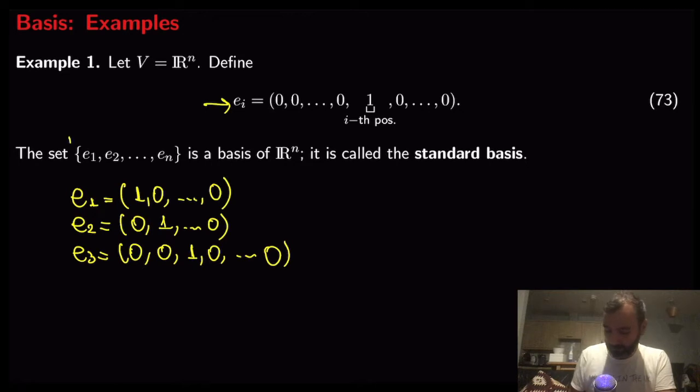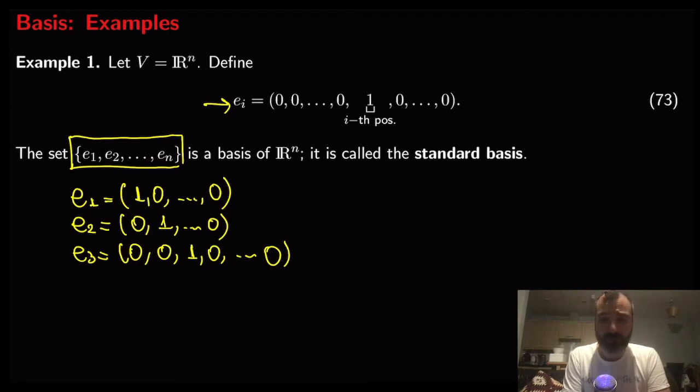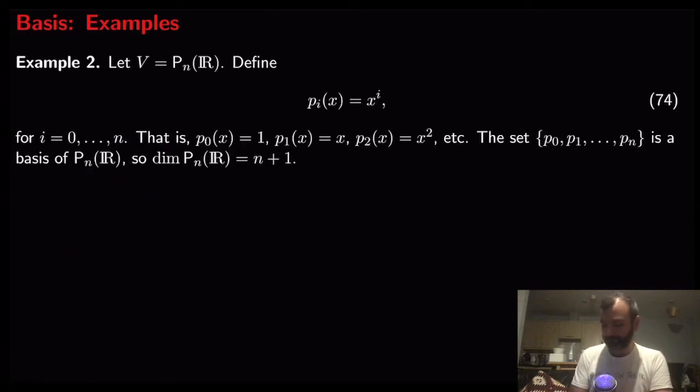Now the set of these vectors, e1, e2, up to en, is a basis of Rn. In fact, it is called the standard basis, the standard basis of Rn. So if you're too lazy to think of another basis, use this one if you need a basis.